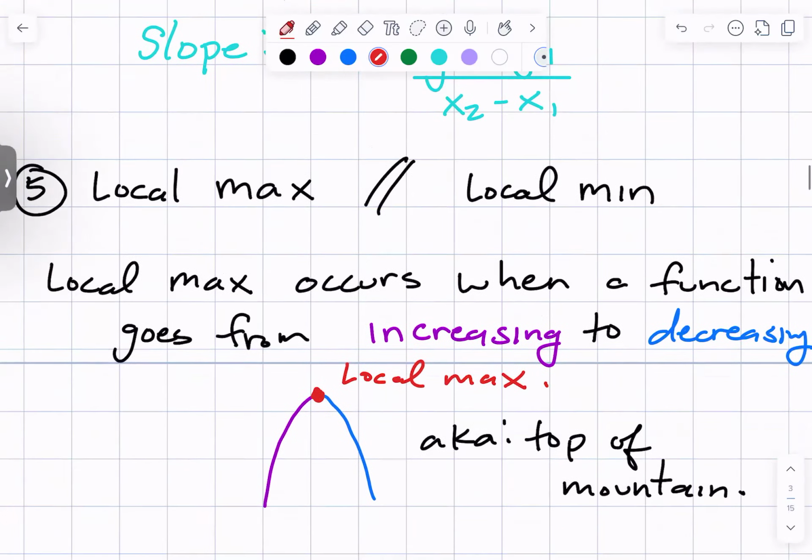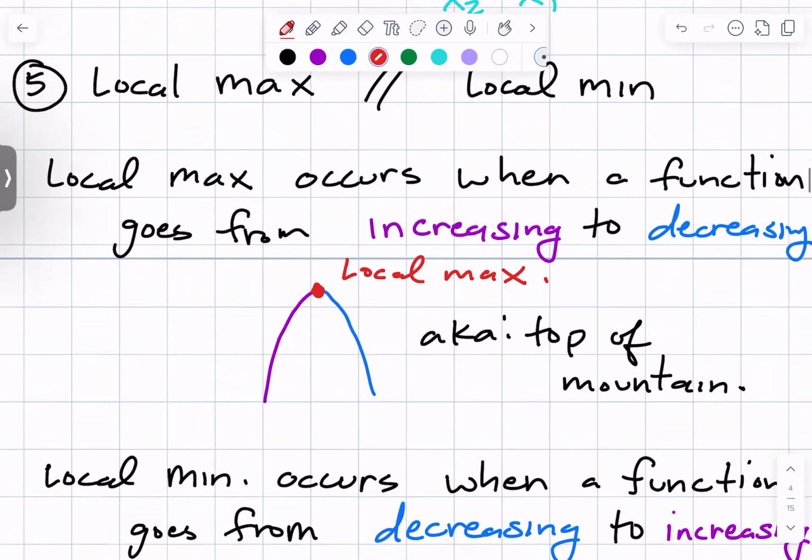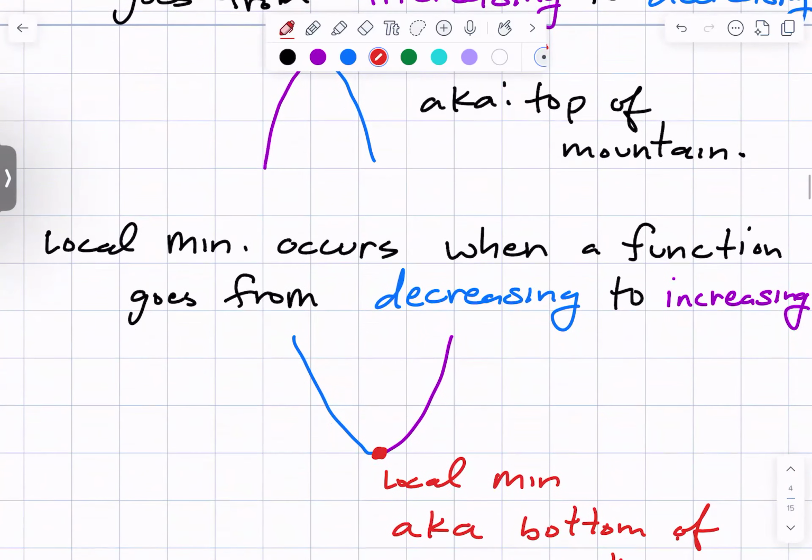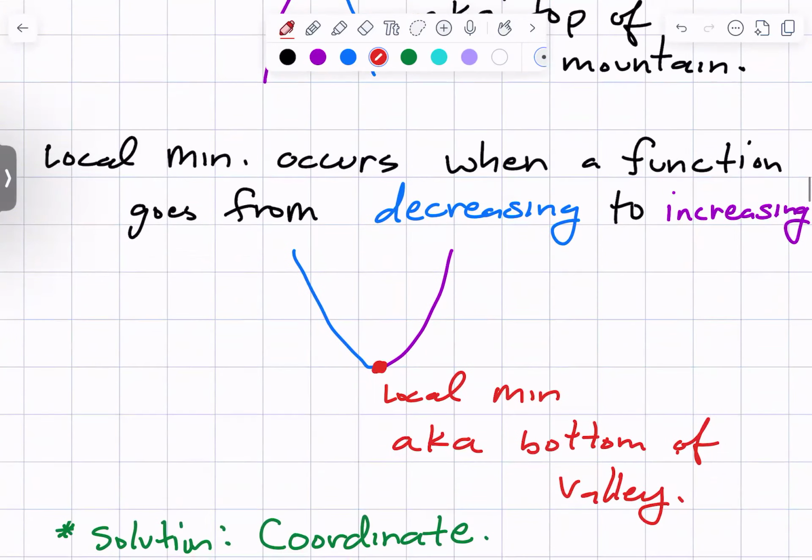Local max and local min. Local max occurs when the function goes from increasing to decreasing. Right where that happens, you create a top of the mountain. So it's also known as the top of the mountain. And local min occurs when the function goes from decreasing to increasing, or the bottom of the valley. You create like a hole there. So that's the bottom of the valley.